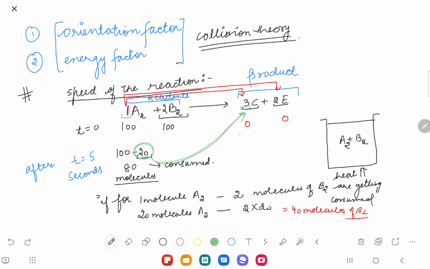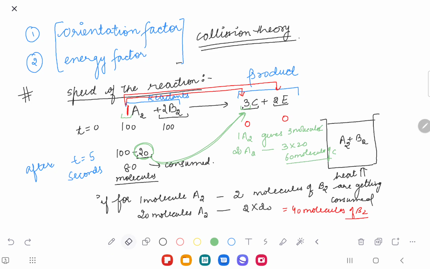So don't you think for every one molecule of A2 gives three molecules of C? So don't you think that 20 molecules of A2 gives 3 times 20? That means 60 molecules of C. Are you understanding, sir?